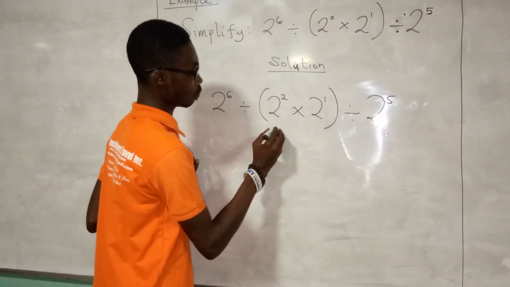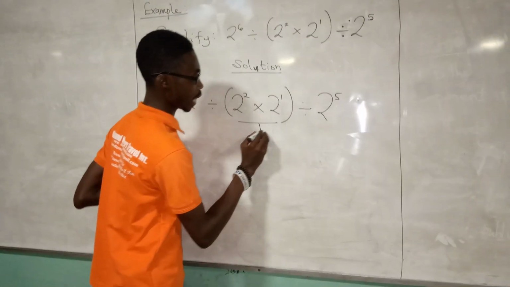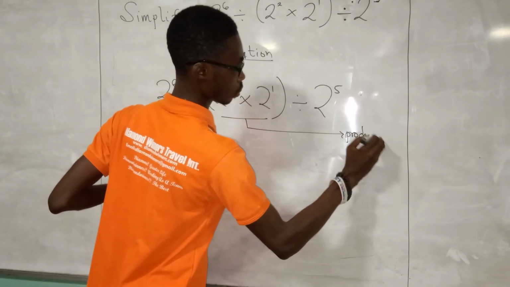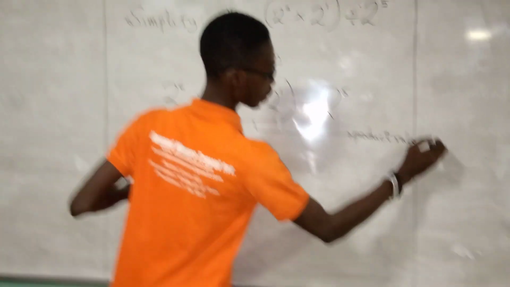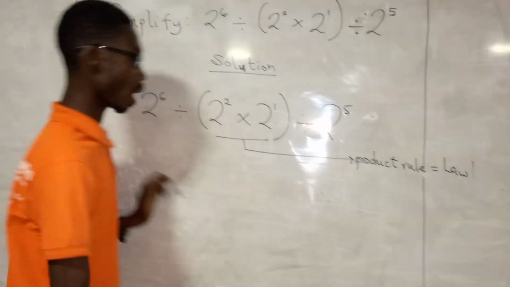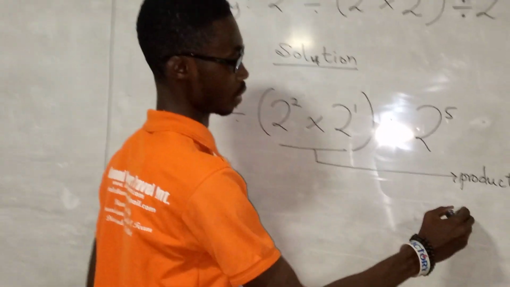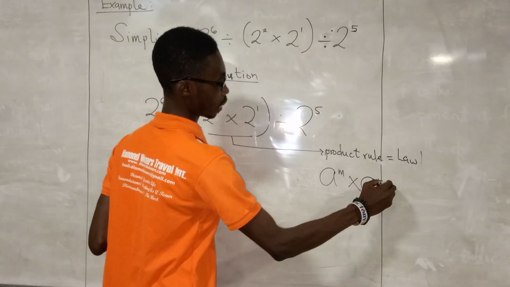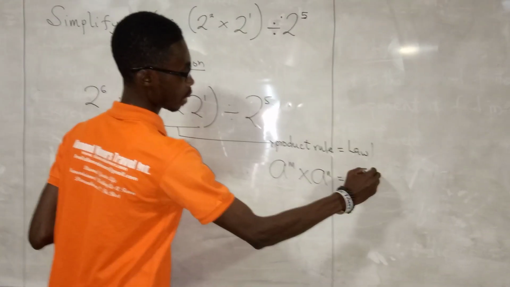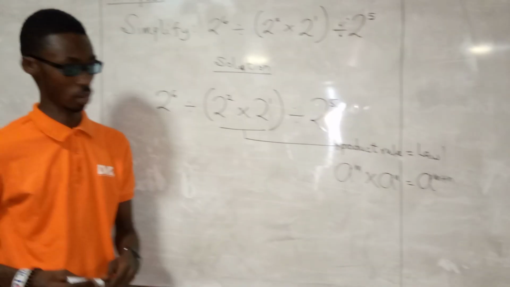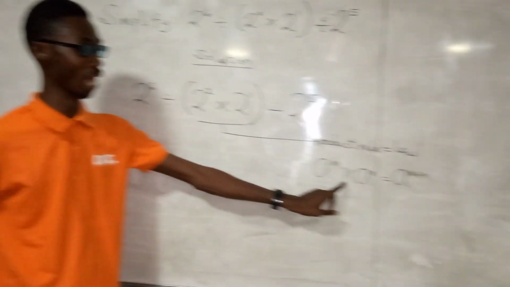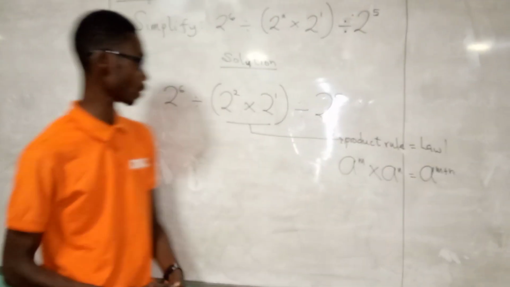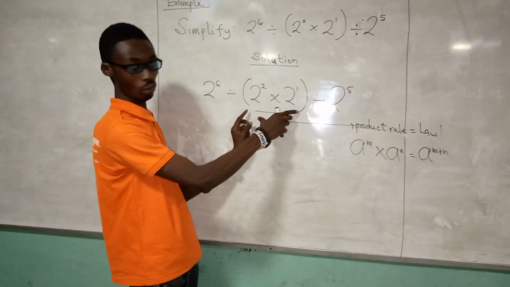Now for this term we have to apply indices law 1, which is the product rule. Law 1 says that a to the power m times a to the power n is equal to a to the power m plus n. That means if the bases are the same and they are multiplying, we take one base and then we add the powers. So now we are going to apply that rule here.